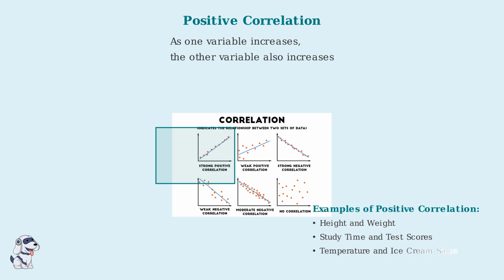Common examples of positive correlation include height and weight. Taller people tend to weigh more. Study time and test scores also show positive correlation. More study time generally leads to higher scores.